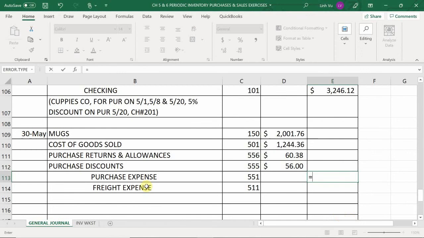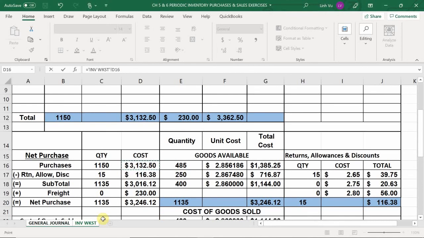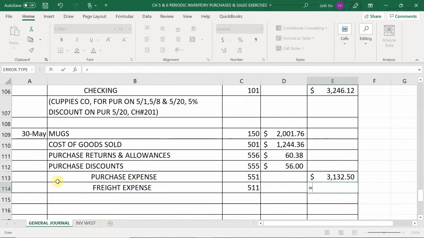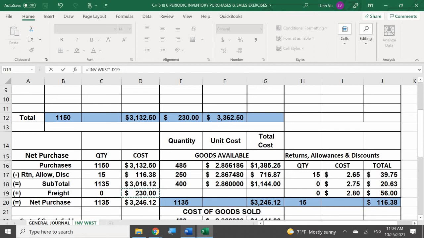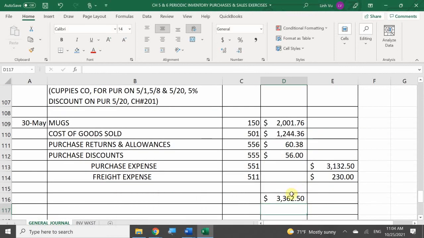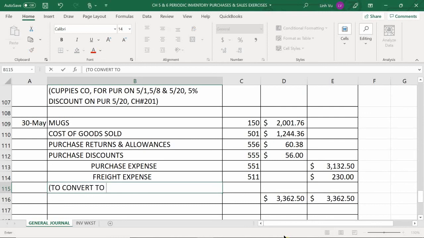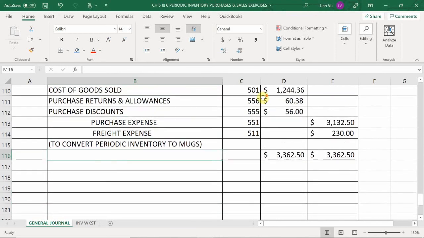Okay? What was my total purchase expense? Was that the 3,132? Correct. And then my freight was the $230. Okay? So again, rule of thumb here is just to double confirm that my total debits match my credits. So in this case, I have $3,362.50 on the left, $3,362.50 on the right. And last but not least, my note here is to convert to inventory. Or in case you want to put, convert periodic inventory to mugs. Okay. And that is it.